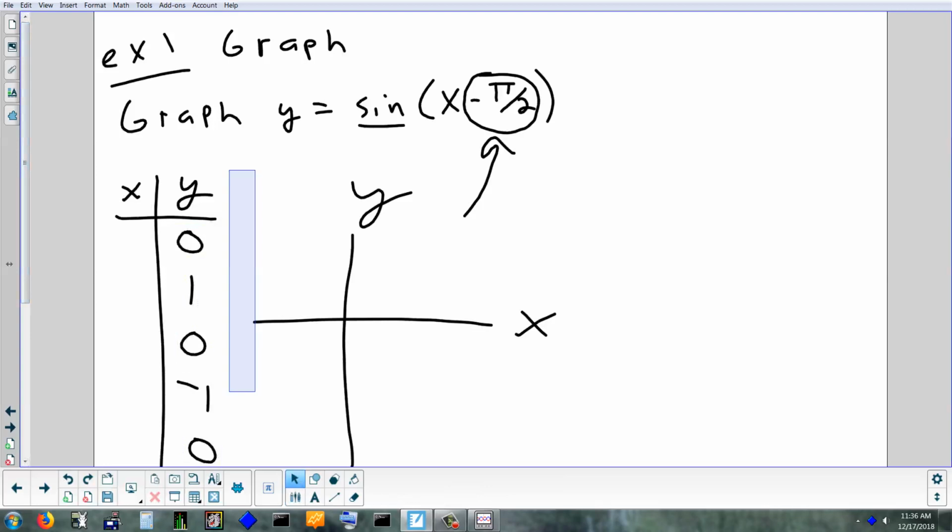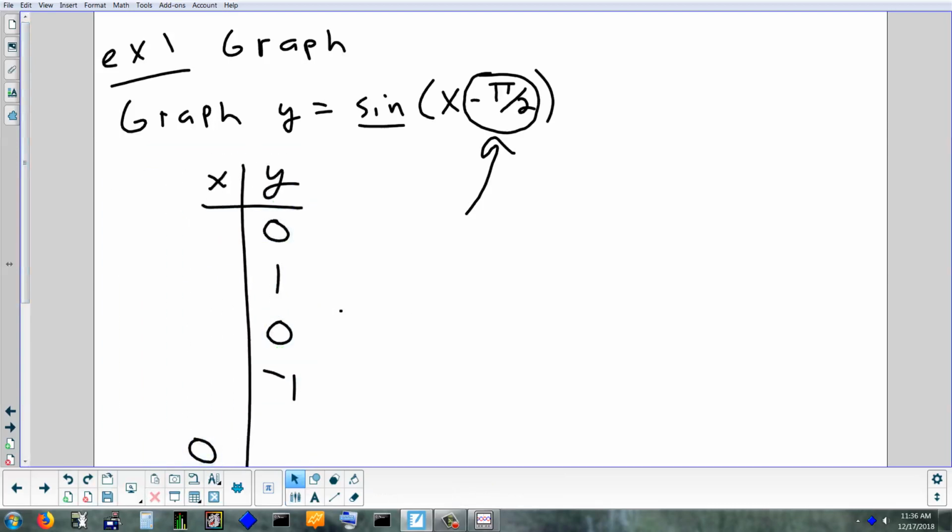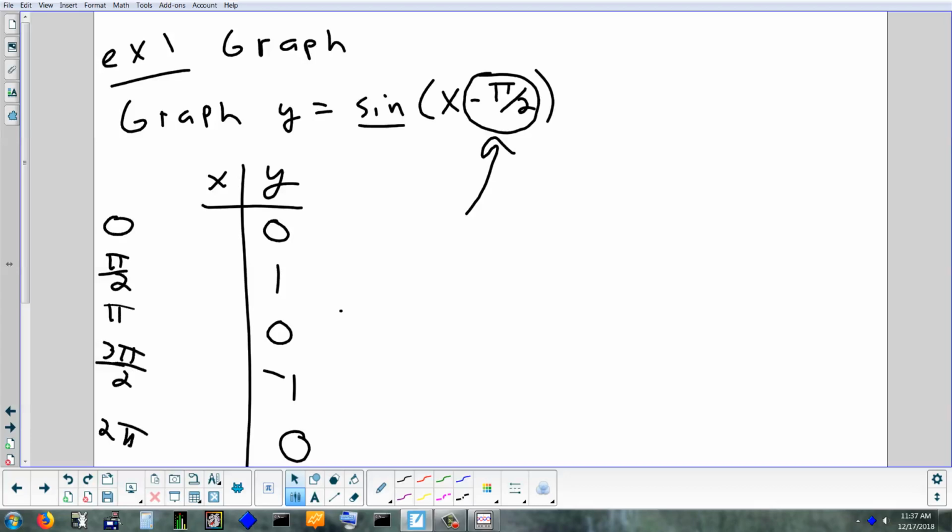I need a little more space. Let me get rid of this. So, what are my original x values? It doesn't matter, sine and cosine, they're the same. Yep. 0, pi over 2, pi, 3 pi over 2. And now I'm going to do something to all those values. Am I going to add or subtract? Add. And how much am I going to add to each one? Pi over 2.